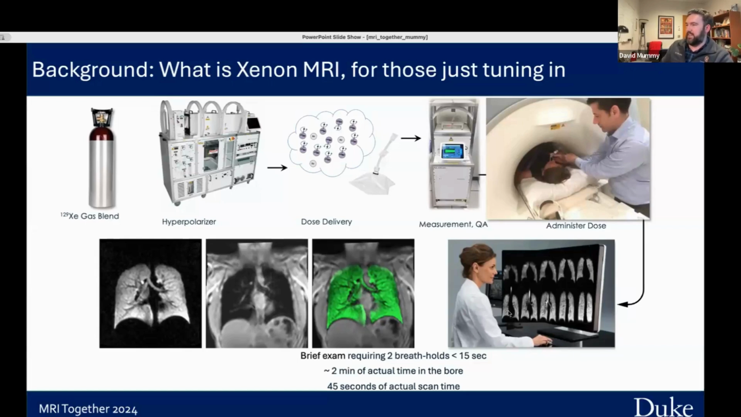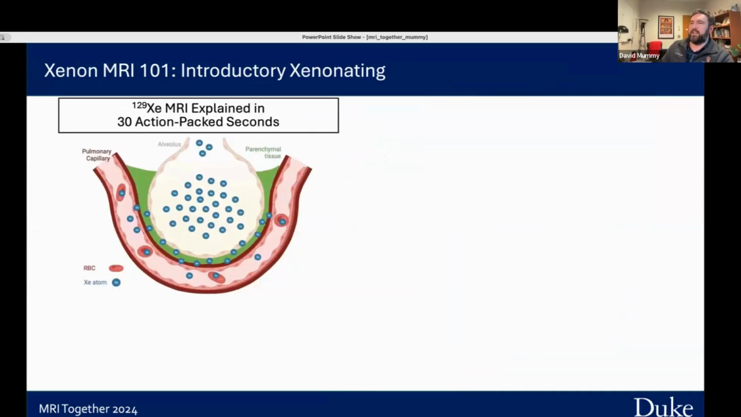This is a completely fake image of a very interested radiologist looking at a montage, no doubt making a diagnosis. One of the strengths of this is that we can do an exam in a single breath hold, so it only takes about 15 seconds. You're only in the scanner for about 2 minutes per exam. And of course, being MRI, there's no ionizing radiation.